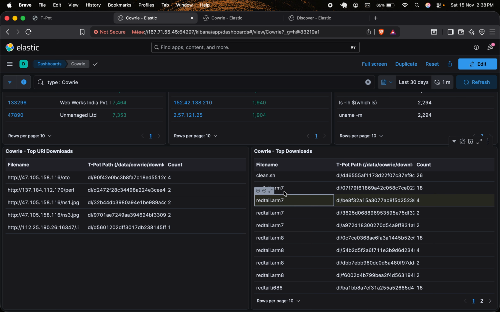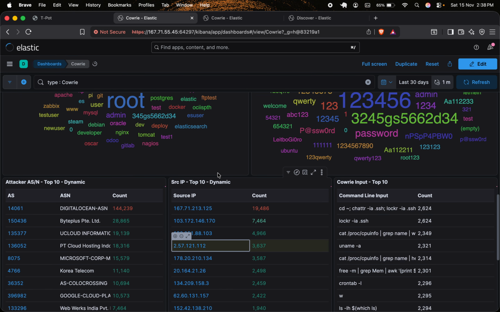Here you see ARM7, ARM8. These are different variants that are compatible with different versions of machines. If we are talking just about Linux, we have Ubuntu, Kali Linux, and Red Hat. Similarly, in the Windows operating system, we have Windows 8, 10, 11. There are different variants of operating systems, and they try different Redtail-compatible malicious codes so that they can exploit the system to gain access. This is all about the Cowrie container.